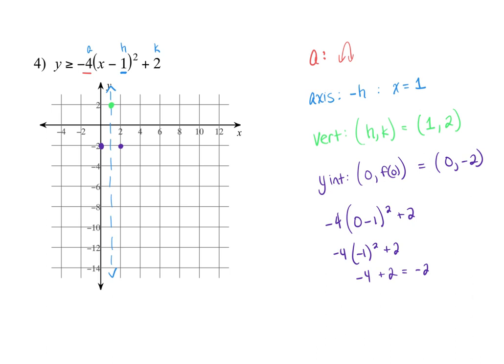All right. Now for inequalities, I have to look at 2 things. Does it have the or equal to sign? That means it's going to be solid. If it was just a less than or just the greater than, I would make it dashed. But it is solid. So I'm going to graph this with a solid curve here.